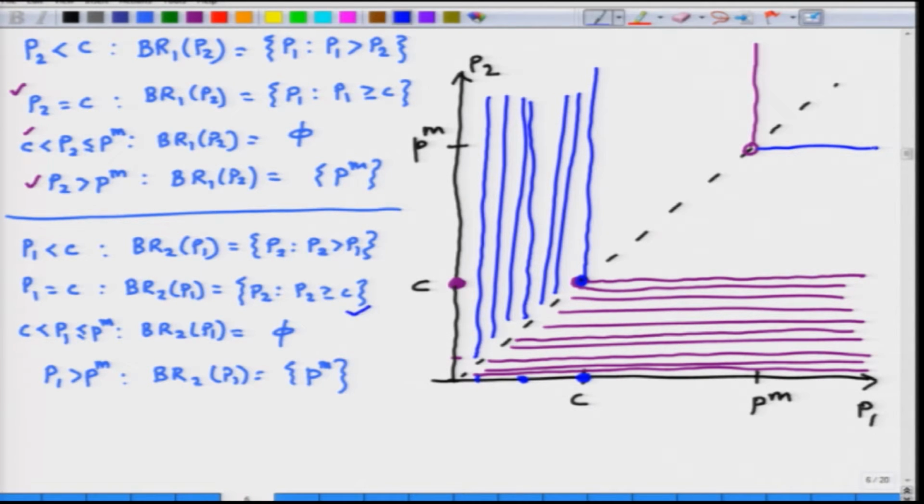Right. So, now notice the Nash equilibrium is where the two best response functions intersect. Now, where do the two best response functions intersect? The purple and the blue one, there is an intersection point where both of them overlap. So, P1 star, P2 star equal to C comma C is the Nash equilibrium.